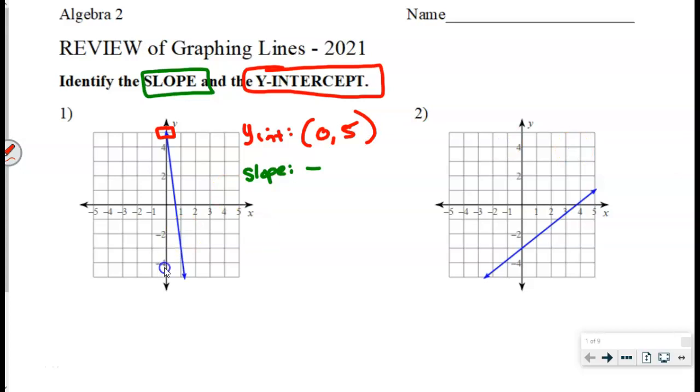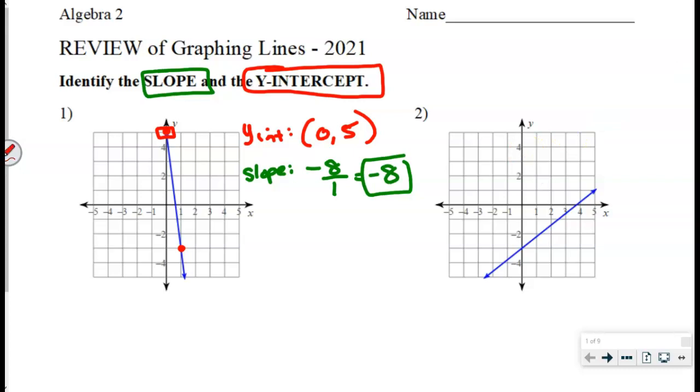But at this point, I do need to count a little bit. It'd be nice if they identified some clear points for us. So I'm going to start at this point, and then the next obvious point I see is down here. So if I travel, rise over run, remember, is vertical over horizontal. So we're going to count 1, 2, 3, 4, 5, 6, 7, 8 down, and then 1 to the right. So your slope is -8 over 1, which most of the time we just write -8.